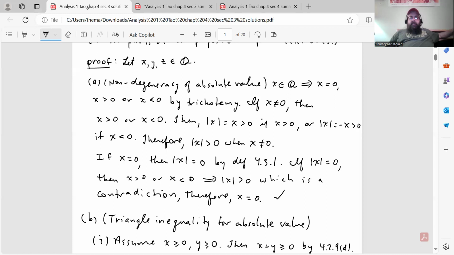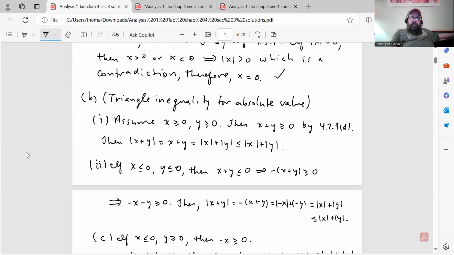If x is not 0, then either x is greater than 0 or x is less than 0. Then the absolute value of x is equal to x, which is greater than 0 if x is greater than 0, or absolute value x is negative x, which is greater than 0 if x is less than 0. Therefore, absolute value x is greater than 0 when x is not 0. Furthermore, if x is equal to 0, which is the last case, then absolute value x equals 0 by definition 4.3.1. And finally, if absolute value x is equal to 0, then x greater than 0 or x less than 0 implies that absolute value x is greater than 0, which is a contradiction. Therefore, x has to be 0. Right, so the last part was a proof by contradiction.